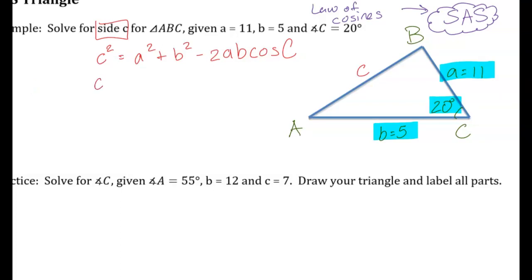So this is going to be C squared is equal to our a is 11, our b is 5, our a is again 11, and our b again is 5, and our angle C is 20. So I will show you what each part of this is simplified. However, you could just plug this entire thing in my calculator.